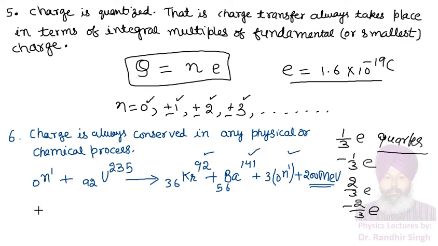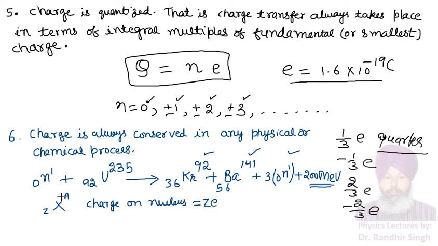Now please remember, in case of any nucleus, suppose X is the symbol of the nucleus, the number at the bottom is called the atomic number and the number at the top is called the mass number. So the charge on a nucleus is found by a very simple rule. Charge on the nucleus is actually Z multiplied by e.